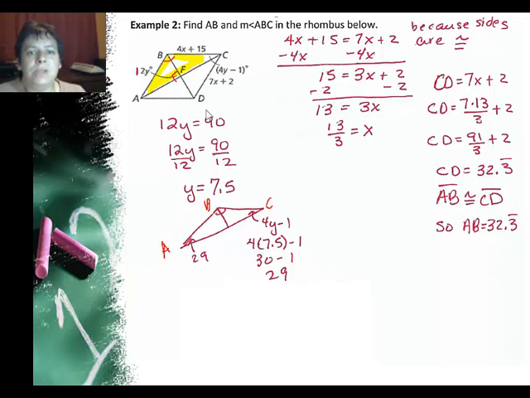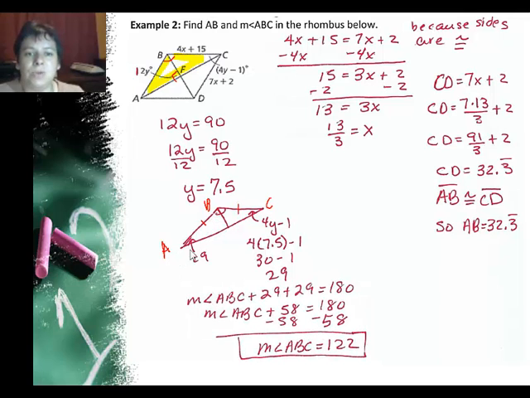Once I substitute in 7.5 for y, I get 4 times 7.5 minus 1, 30 minus 1, or 29. So that's 29 degrees, and that's 29 degrees. This is an isosceles triangle because both these sides are congruent since it's a rhombus. And I can solve for that angle by saying 29 plus 29 plus this angle must equal 180. 29 plus 29 is 58. Subtract 58 from both sides, and I get the measure of angle ABC is 122.